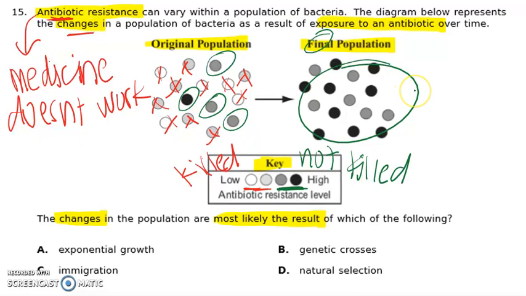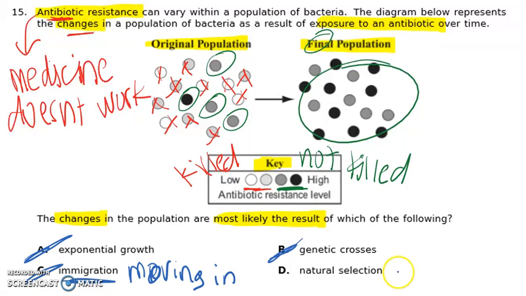Okay, so this process that we're seeing right here is survival of the fittest. The ones that are surviving are the ones that are fit, that have the best trait, the best adaptation. So looking down at our answer choices, A, exponential growth. Okay, we're not seeing the population grow in numbers. That's not what we saw. B, genetic crosses. Okay, we haven't done any Punnett squares. C, immigration. Okay, it never talked about any bacteria moving in. That's what immigration is. So we didn't see that.